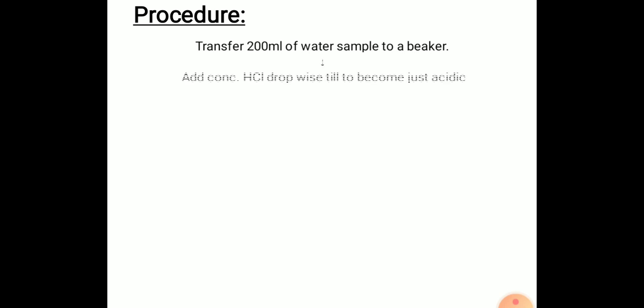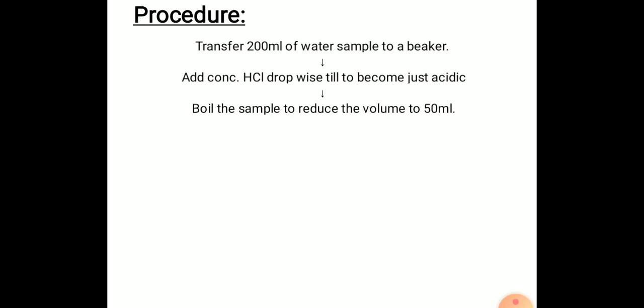So let us see the procedure for how we are going to determine the sulfate ions. The first step is to transfer 200 ml of water sample to a beaker. The sample, whatever we are taking, is to be taken 200 ml in a beaker. The next step is to add concentrated HCl dropwise till it becomes just acidic. To just maintain an acidic medium, you are adding HCl. The next step is to boil this sample to reduce the volume to 50 ml. Whatever 200 ml we have taken initially should reduce to 50 ml.